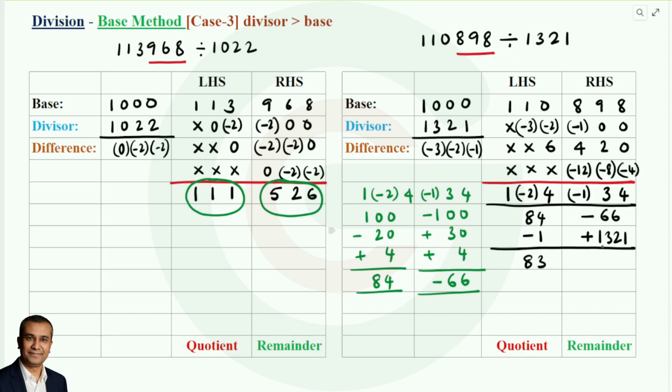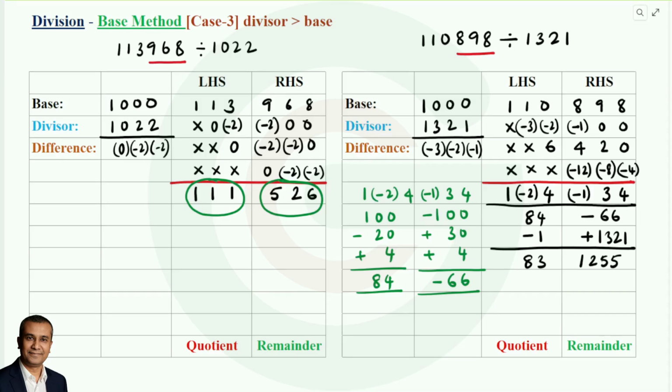And right hand side, 1321 minus 66 will give us 1255. Here we got both the quotient and remainder positive. And the remainder 1255 is less than the divisor, which is 1321. So therefore here we can stop the process.